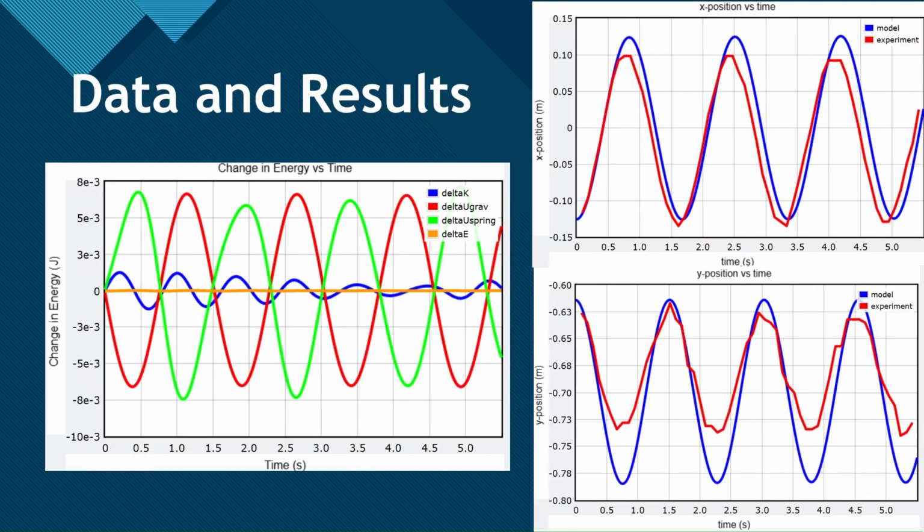Here are the results from the closed script model. As we can see, we have the change in energy graphs, and we also have the comparative graphs for both model and experiment. In the first graph, we can see x position versus time, and in the next graph we can see y position versus time.